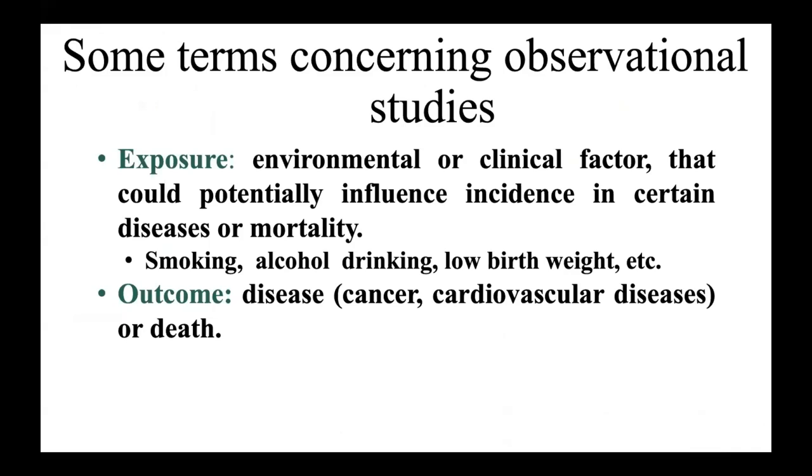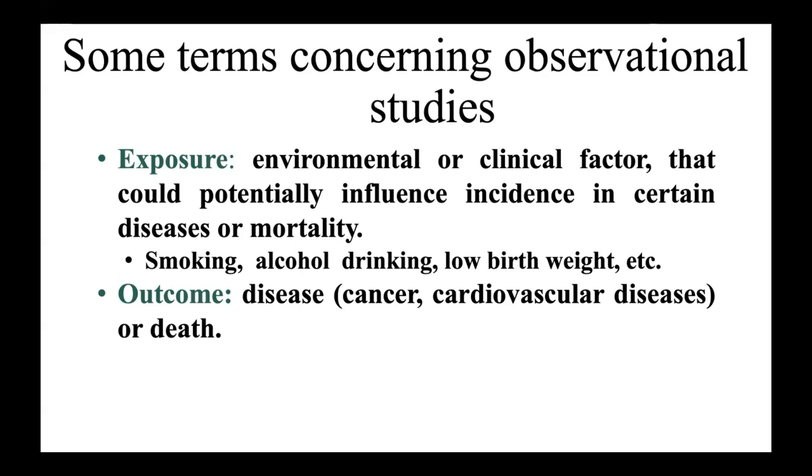that could potentially influence incidence in certain diseases, mortality, like smoking, like alcohol, like COVID, like viruses, like smoking, that slow birth child. So these are the exposures. Outcome means, when smoking, you want to see cardiovascular disease. In the smoking, you want to see the association of cancers, lung cancer, that is count.